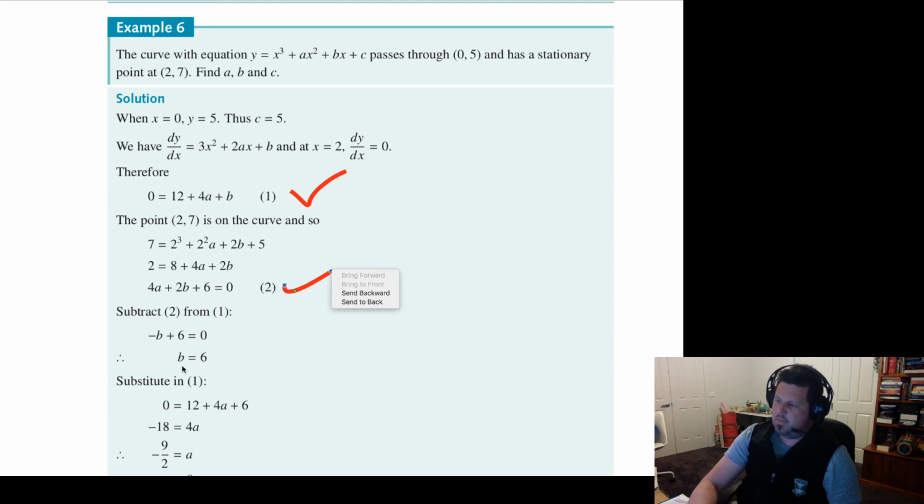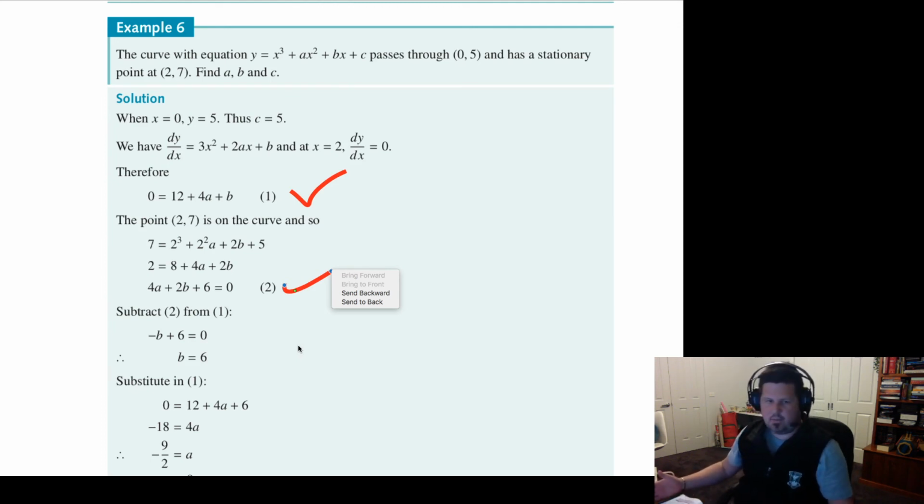Once you've got b being equal to 6, we can substitute that into one of these two equations to work out what the other unknown is. In this case, they've substituted it back into the first equation up here. You could have substituted it into the second equation and you will get the same answer. They've rearranged things, and found that a was equal to negative 9 over 2.